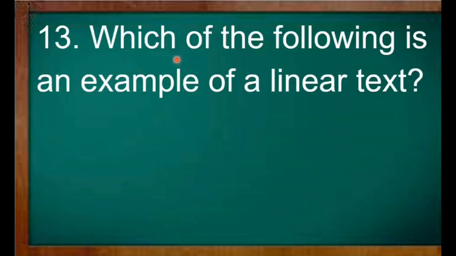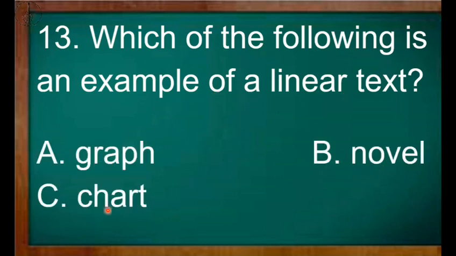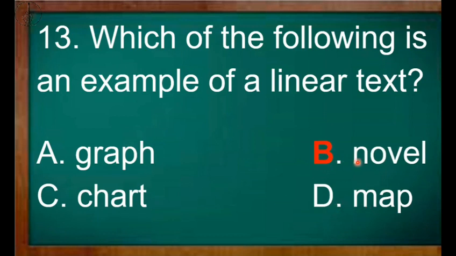13. Which of the following is an example of a linear text? A, graph, B, novel, C, chart, and D, map. The correct answer is B, novel.